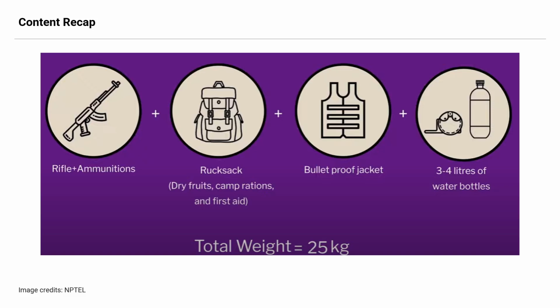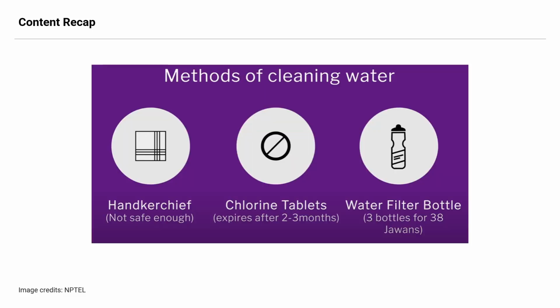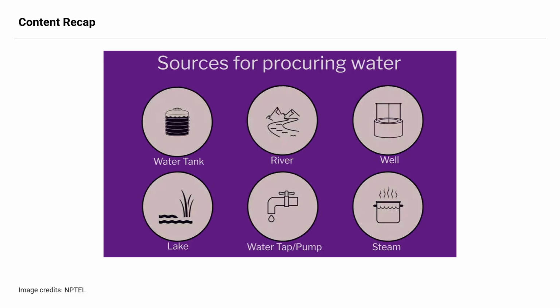So this is basically the requirement which the CRPF people mentioned, the design team, that this is the weight, these are the things which they carry in terms of ammunition, backpack, the bulletproof vests, as well as water bottles, and the entire weight basically sums up to around 25 kgs. Then we have Professor Himendra, who was basically talking about the requirement of the water filter for these Jawans. And these traditional methods were being used in the form of cleaning processes. And these cleaning methods are basically used in these sources of procuring water, which included water tank, rivers, wells, likewise.